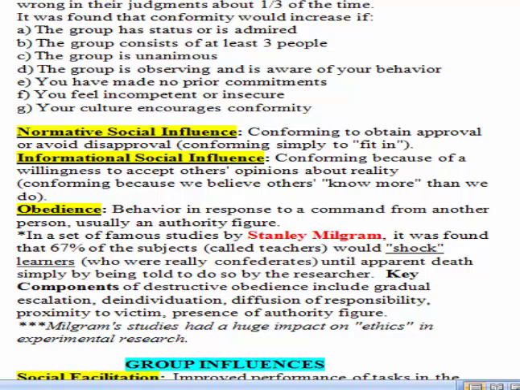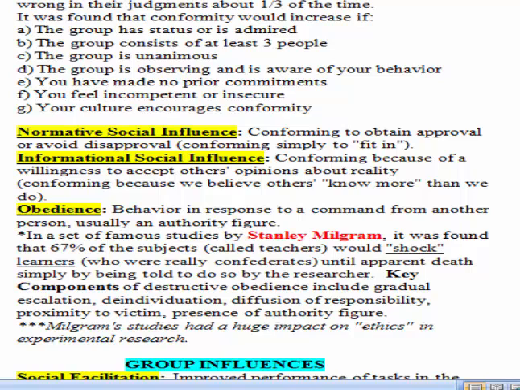Along with conformity, people can either conform through normative social influence or informational. Normative is conforming to fit in. So you do something because you don't want to be targeted by like a social group, or you don't want to be made fun of or something like that.